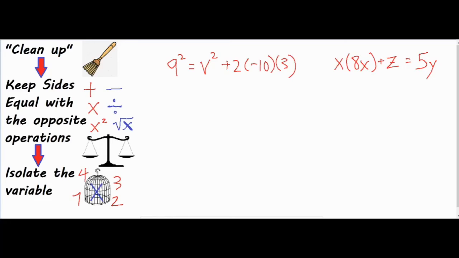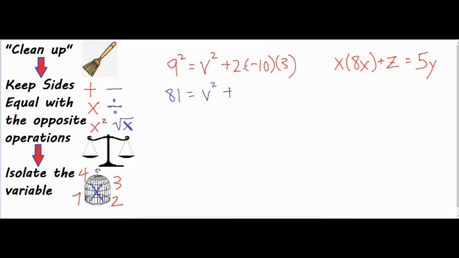Now for the final two problems that are slightly more complicated, I'm going to see if I can do any cleaning up. For this one, I can do plenty of cleaning up. I can square the 9, which is 81, v squared. I'm going to leave it at that.